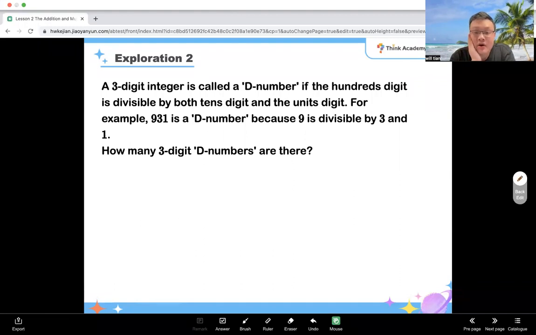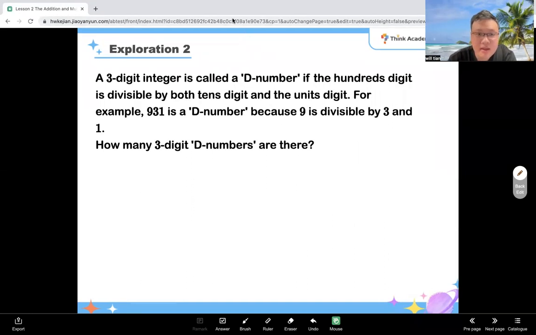You could either list all the numbers or try to find the pattern there, doing some calculation and find the answer directly. D number, for example, 111, it's a D number because the hundreds place is 1 and it got both tens and unit digit 1. It's a factor of that, right? Guys, if you got an answer, you can just type it to me. How many 3-digit D numbers are there?